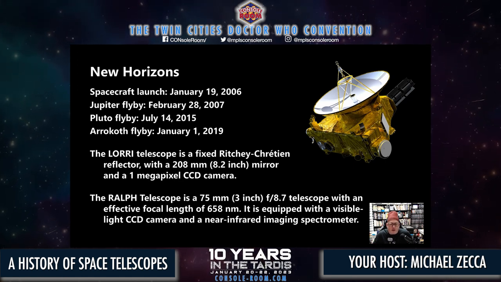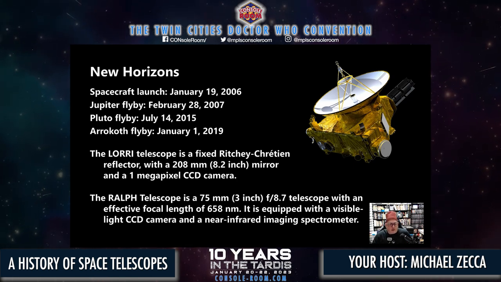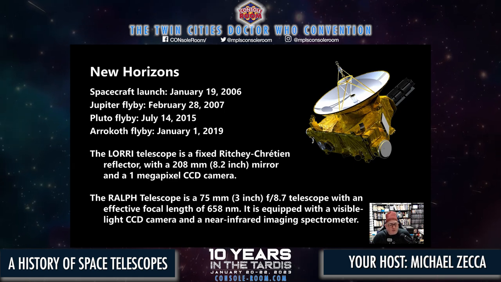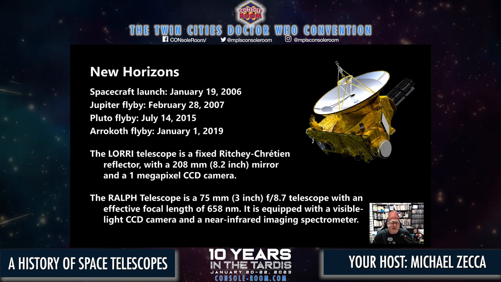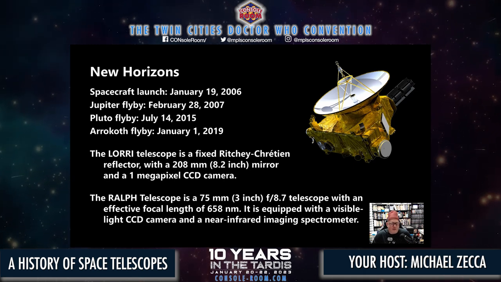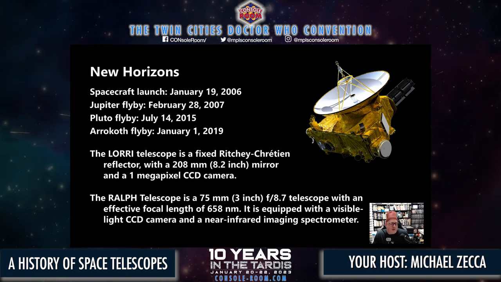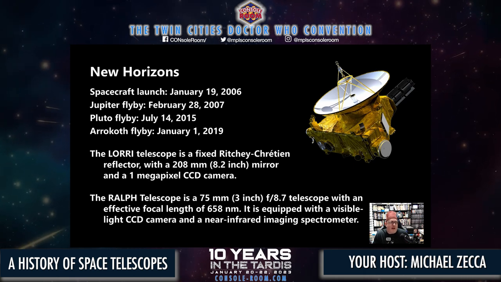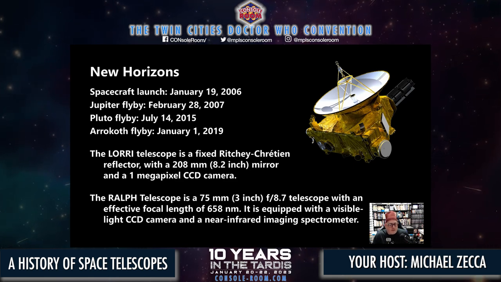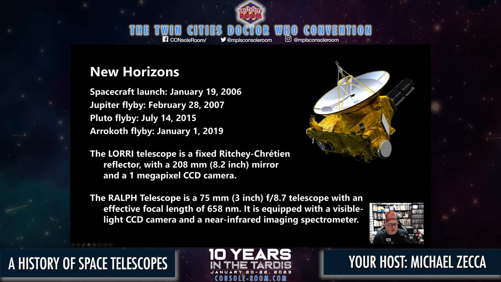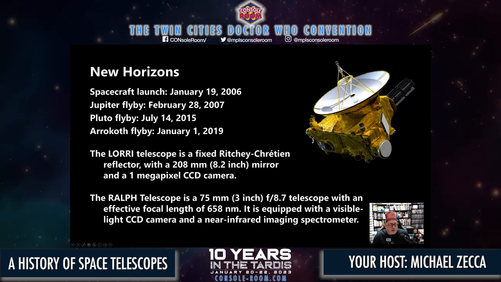Now, I say it's fixed. It's actually just built into the spacecraft. In order to steer the telescope, you have to just steer the whole spacecraft, turn it to see ahead in a different direction. Meanwhile, there's another small telescope on board called the Ralph Telescope, which is only about 3 inches. It has a nice visible light CCD camera and a near-infrared imaging spectrometer that was used to look at details on Pluto and details on Arrokoth during the flybys. It's also paired with another instrument called ALICE. These two instruments were named after characters from The Honeymooners. Astrophysicists like their acronyms and their fun names for things.